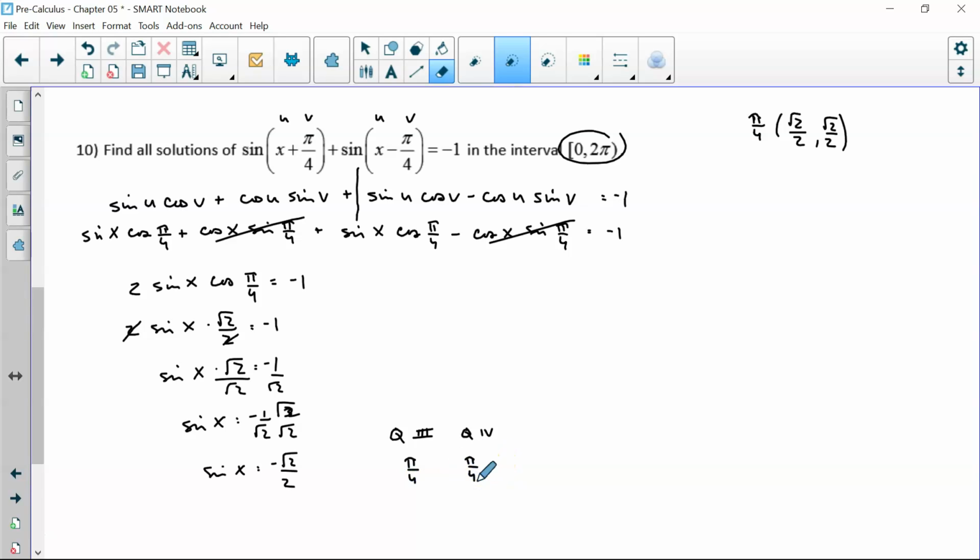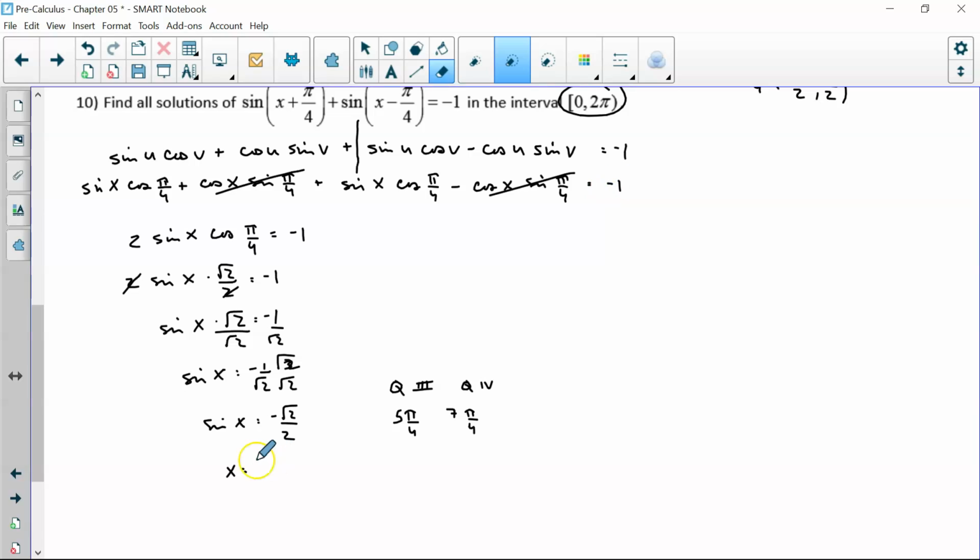Now the numerator that's going to get us into quadrant 3 and quadrant 4. To get us into quadrant 3, that's going to be a 5 pi over 4. To get us into quadrant 4, it's a 7 pi over 4. So x equals, since we're only between 0 and 2 pi, 5 pi over 4 and 7 pi over 4. And there's our two solutions.